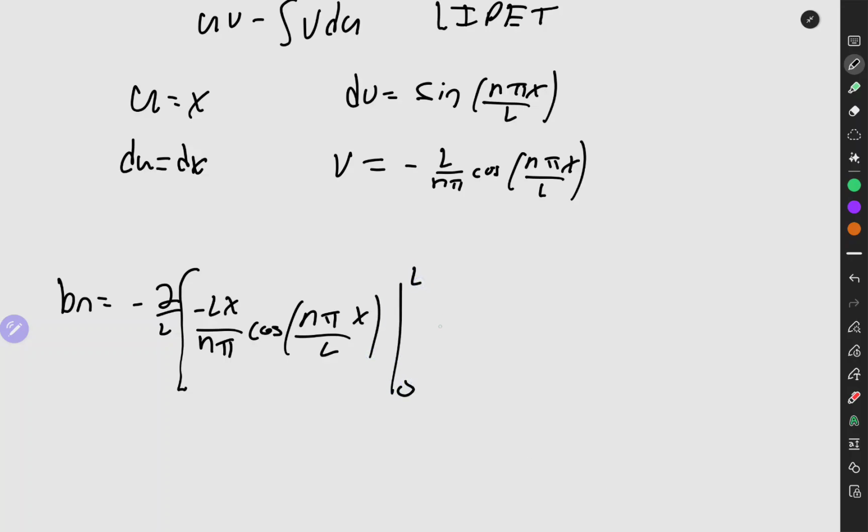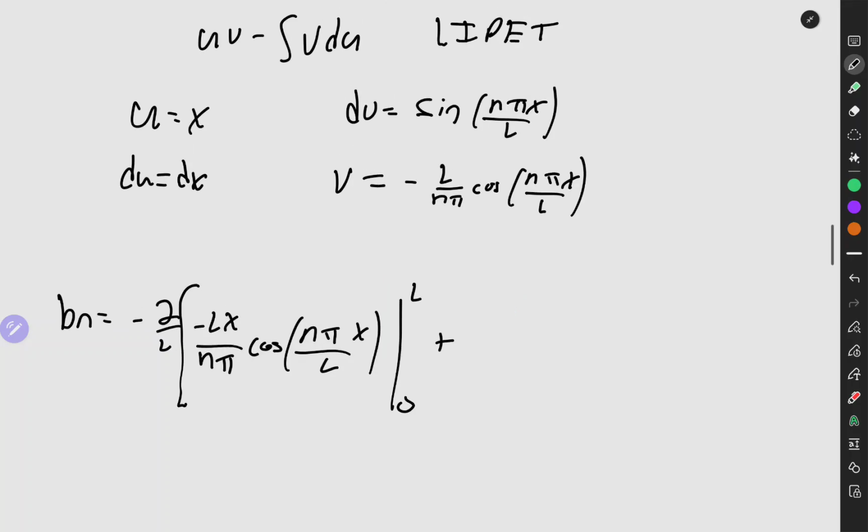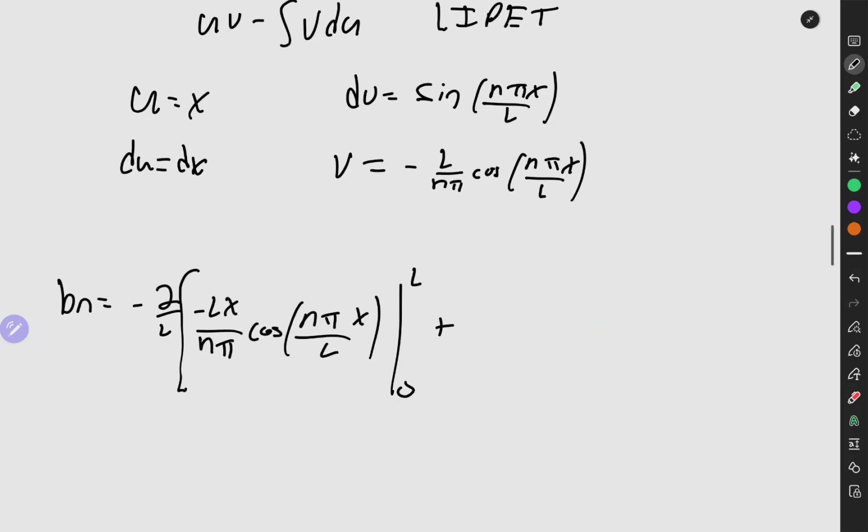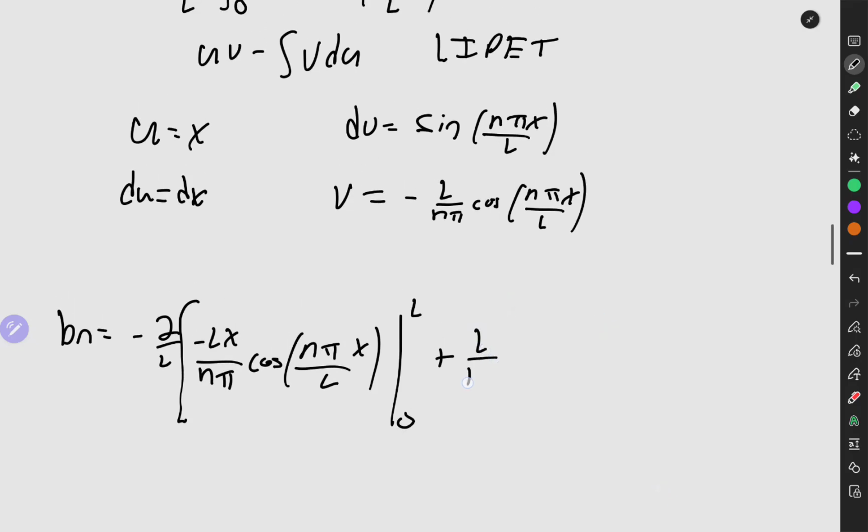This is 0 to L, right? Then go plus. It's minus, yeah. So this negative here and this negative here will cancel. So then we're going to be left with plus L n pi over n pi times, oh, this will still be the integral, 0 to L, our bounds, cosine n pi x over L times dx.